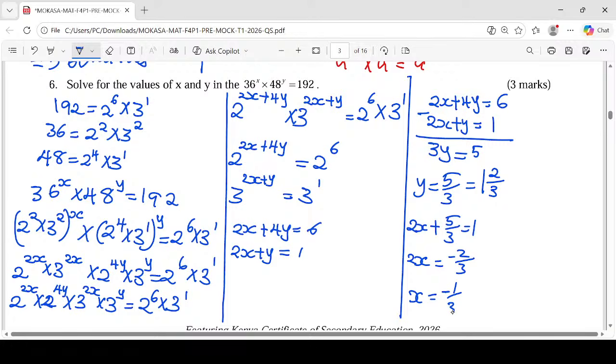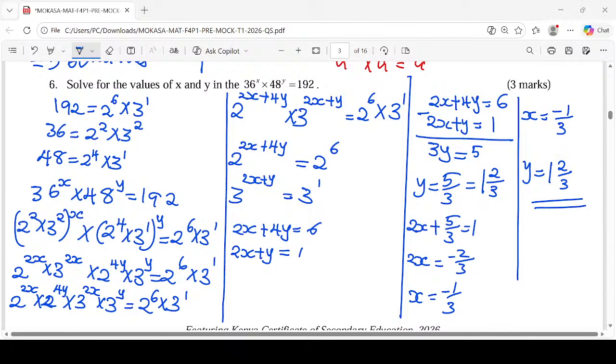So, the question was asking for the values of x and y, and we've solved the question well, and we've gotten our final answer as x is equivalent to negative 1/3. We've also found y being equivalent to one whole number, 2 over 3. That is how you should have worked out that particular question to get it correct.